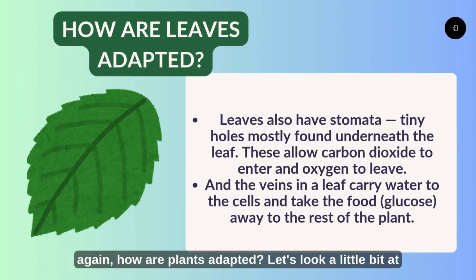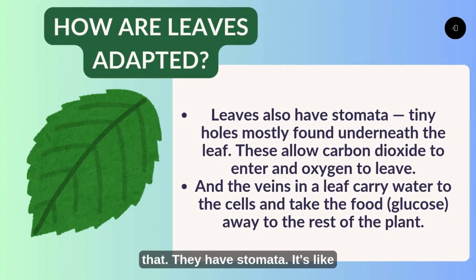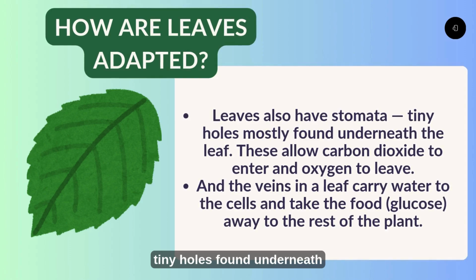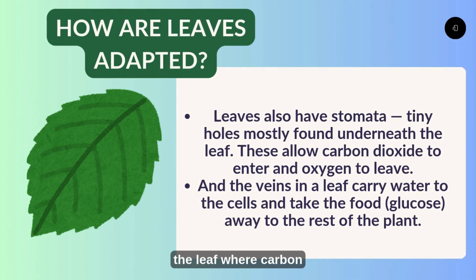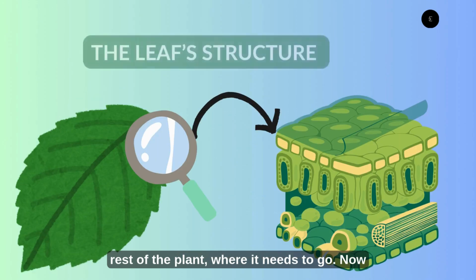So again, how are plants adapted? Let's look a little bit at that. They have stomata. They are like tiny holes found underneath the leaf where carbon dioxide will enter and oxygen will leave the plant. There are also veins in the leaf that carry substances to and from the rest of the plant, where they need to go.